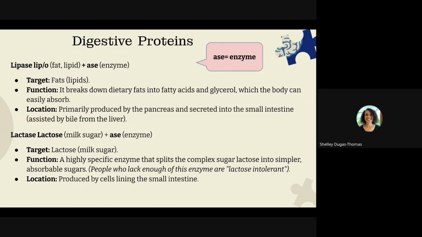If we continue this theme, we have lipase: lipo, meaning fat or lipid, with -ase, which means to break down dietary fats. Lactase breaks down lactose, milk sugars. And notice how chemical sugars end in -OSE. We'll discuss that in the next slide, while the enzymes that break them down end in -ASE.